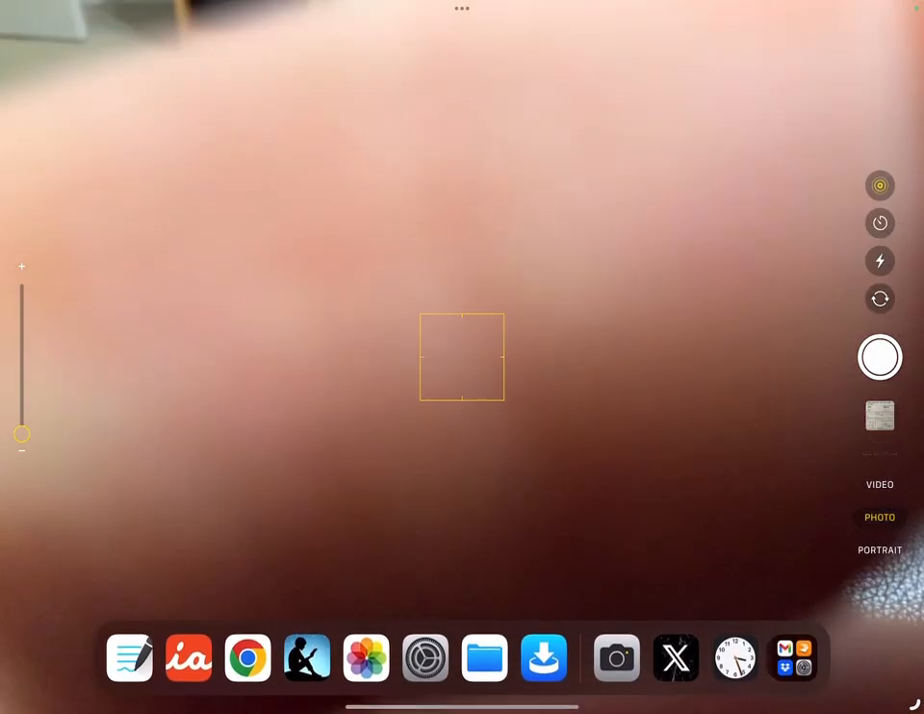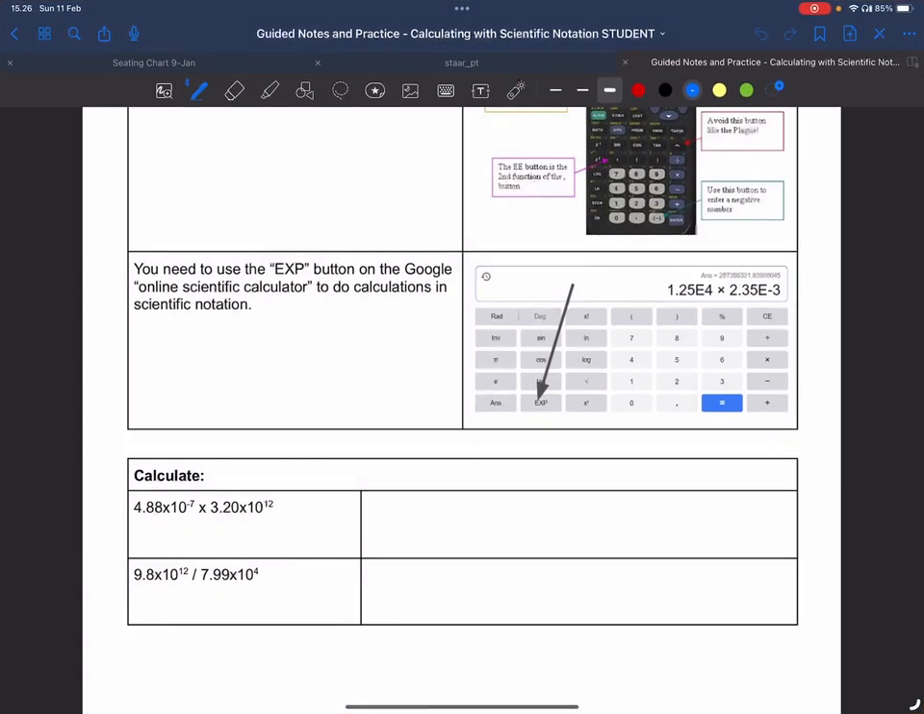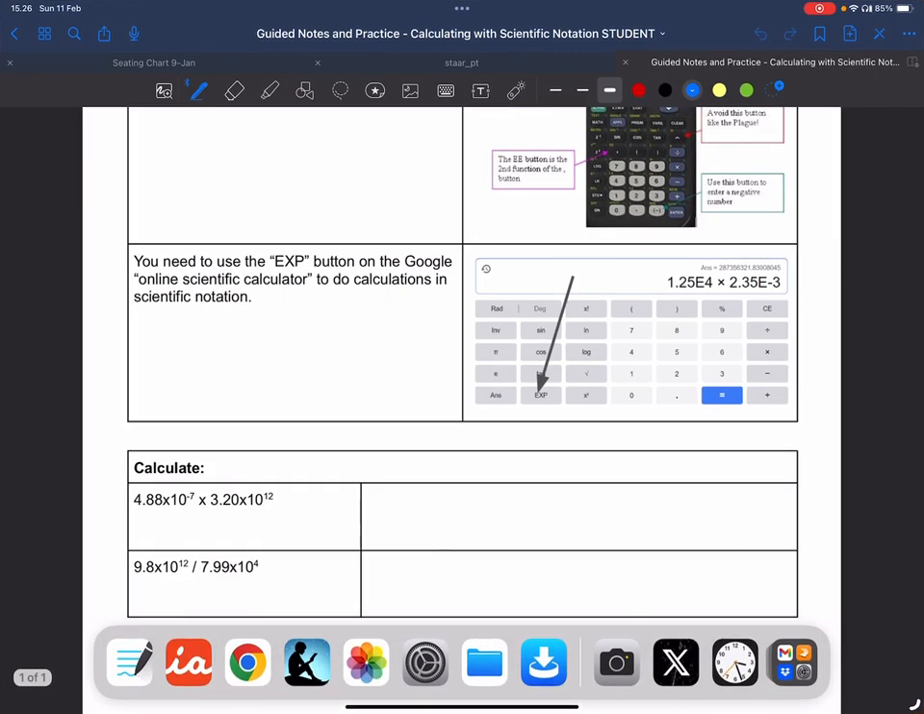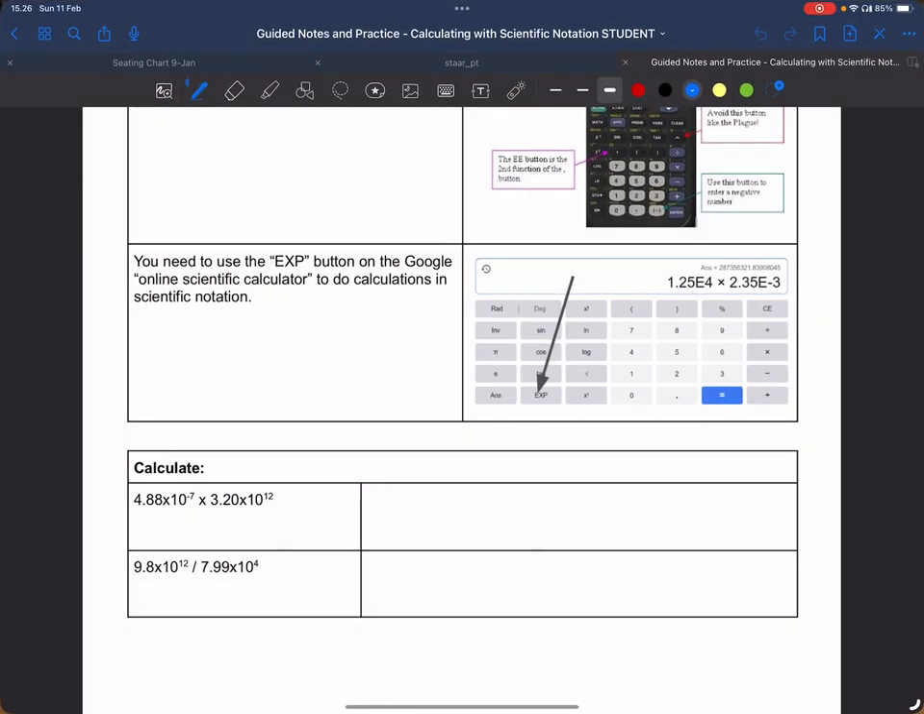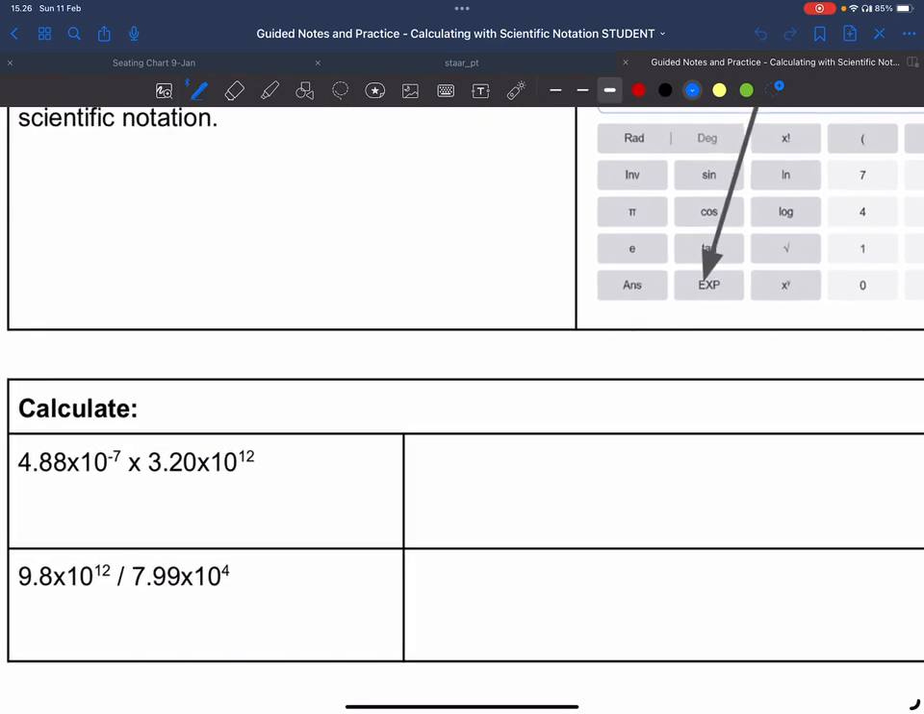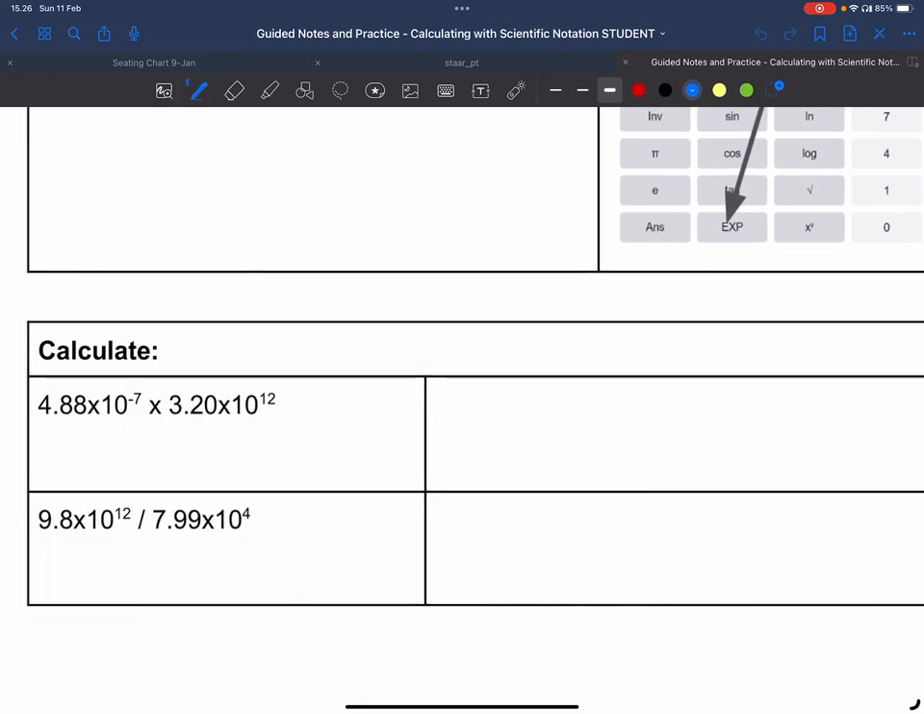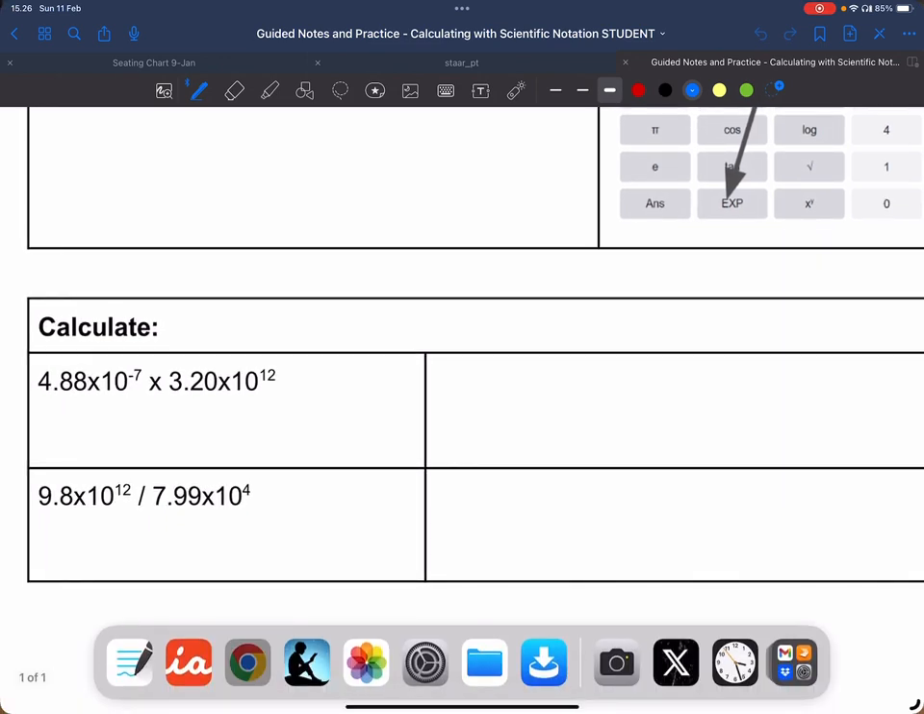But what if you don't have a scientific calculator at your house? Well, that's no big deal. You just go to Google and you type in online scientific calculator, which is what I did there, as you can see, and you just do the problem that way. So I'm going to use it to do this particular problem, 4.88 times 10 to the negative 7 times 3.2 times 10 to the 12th.